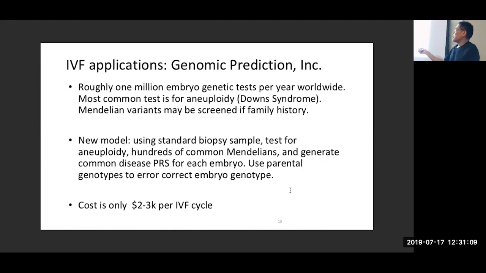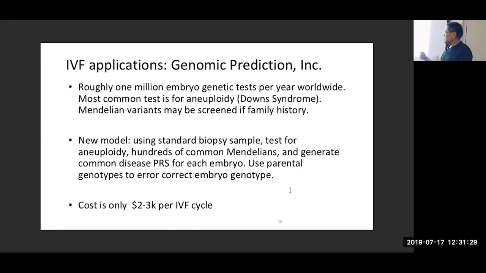Now, what we've done in our startup is build a molecular pathway which allows the standard biopsy to then be amplified. And then we deliver both the aneuploidy report, a report on hundreds of common Mendelians, the most dangerous Mendelians. And then we also report these common disease risk scores for each embryo.